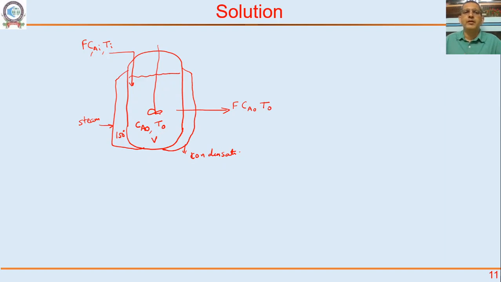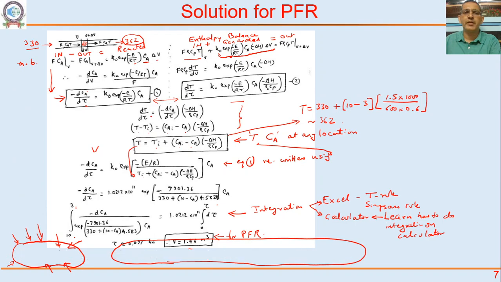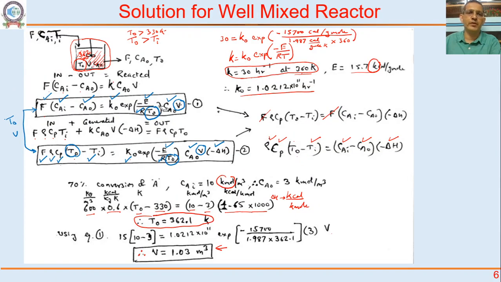Right? Go back to our CSTR solution, well mixed reactor solution. We have these two expressions. Let's rub out all these things. In these two expressions, try to write what is known to you and what is unknown in these expressions, and then try to solve for what is not known. Okay?